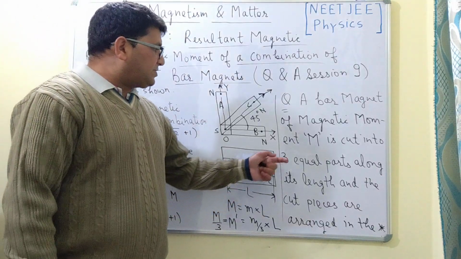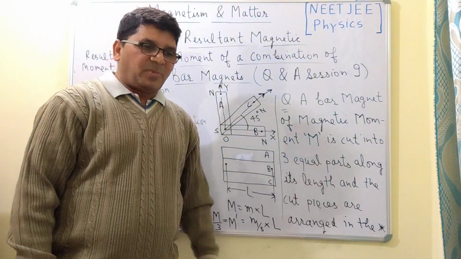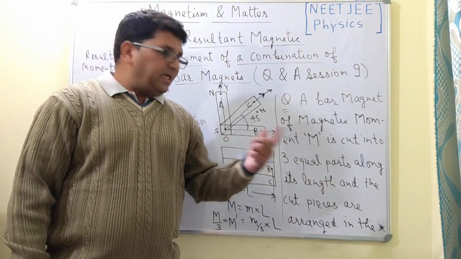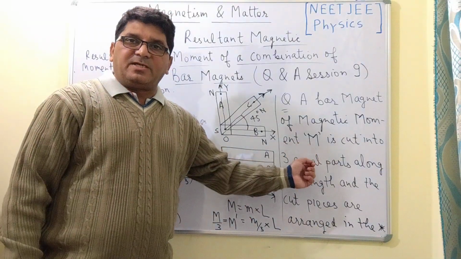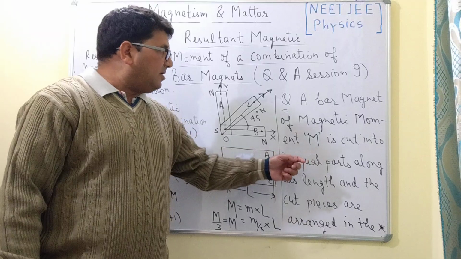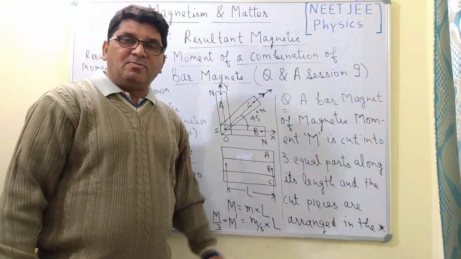In the next session I will be explaining the basic difference between the geometric length and the magnetic length of a bar magnet. That is, in session number 10 we will be discussing it.